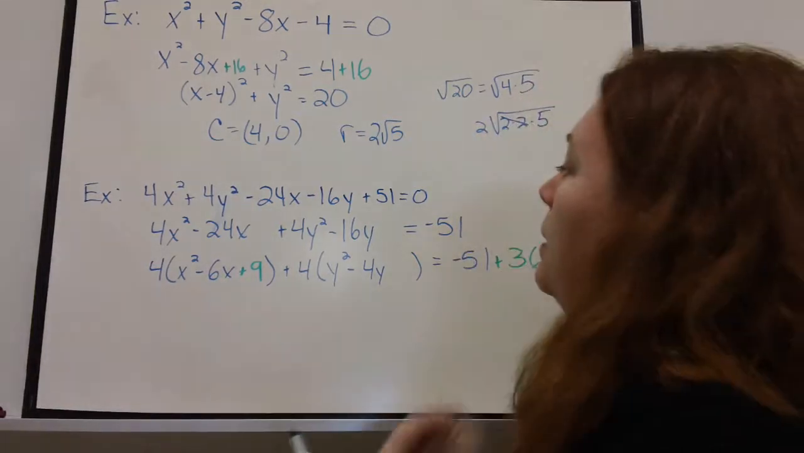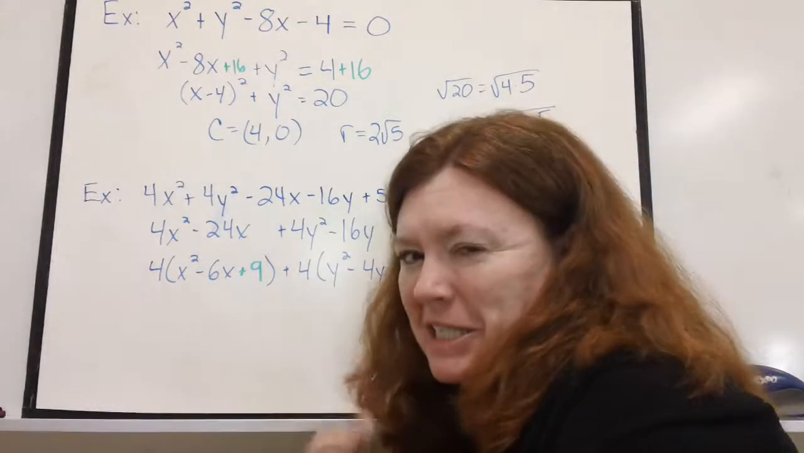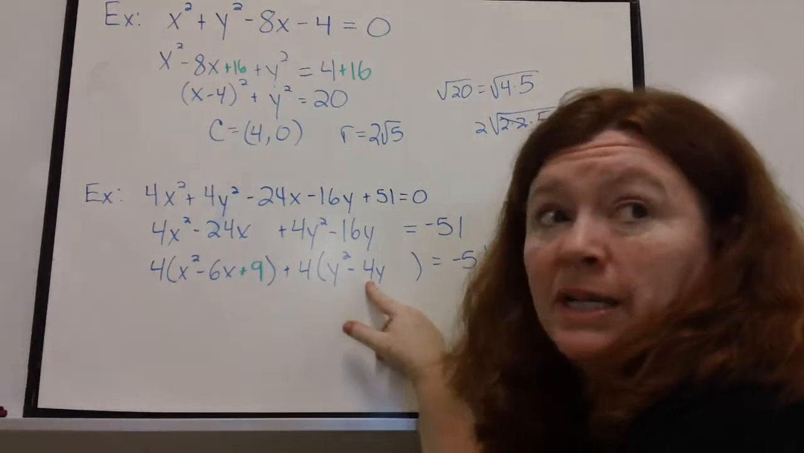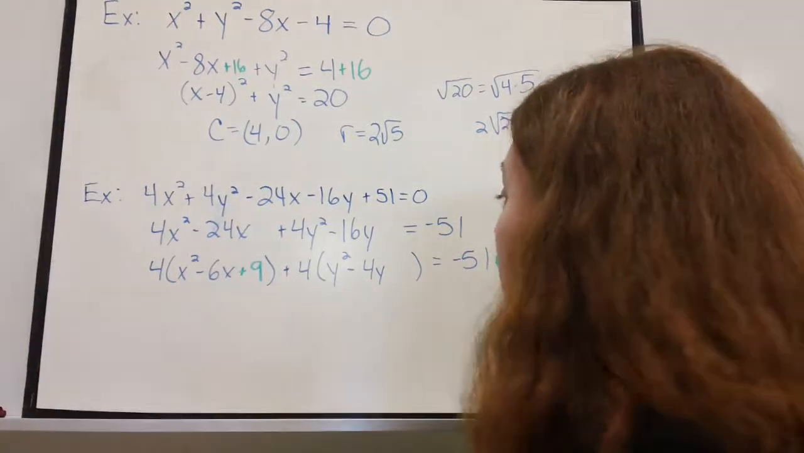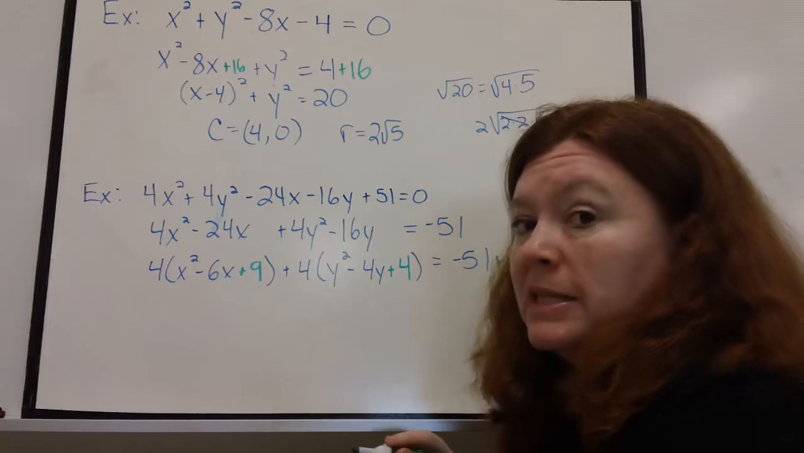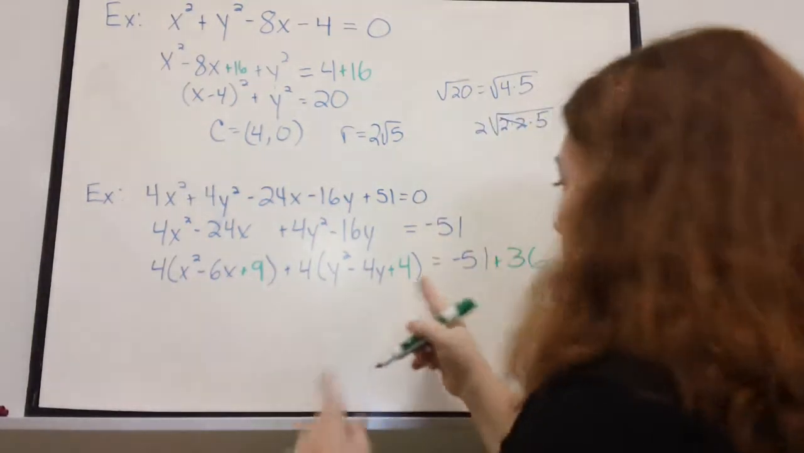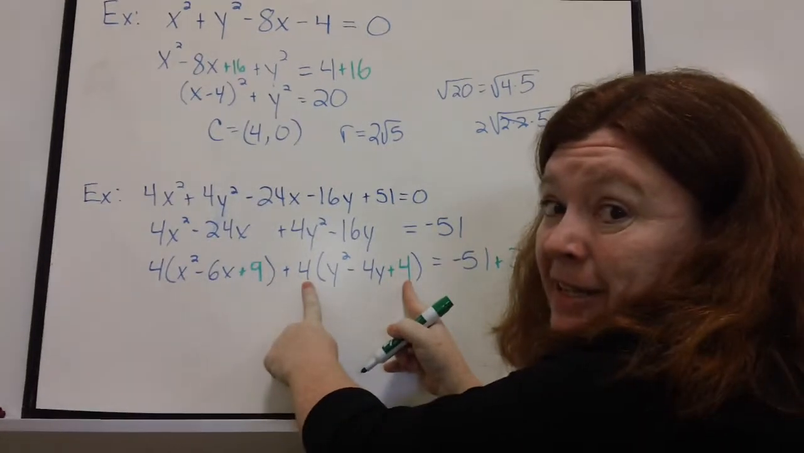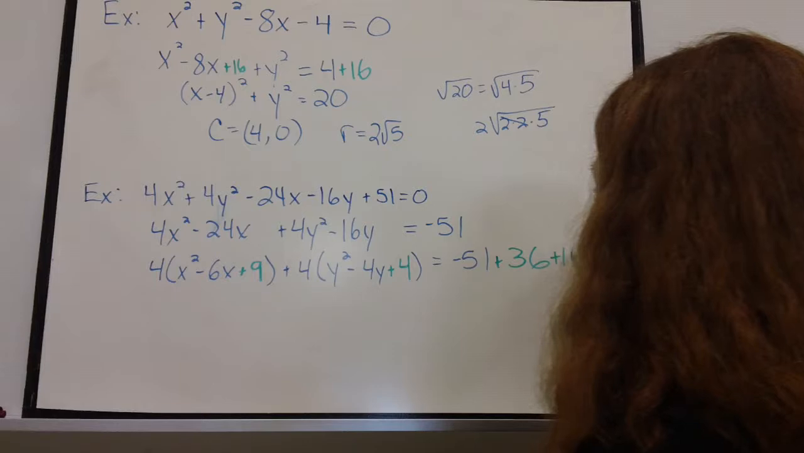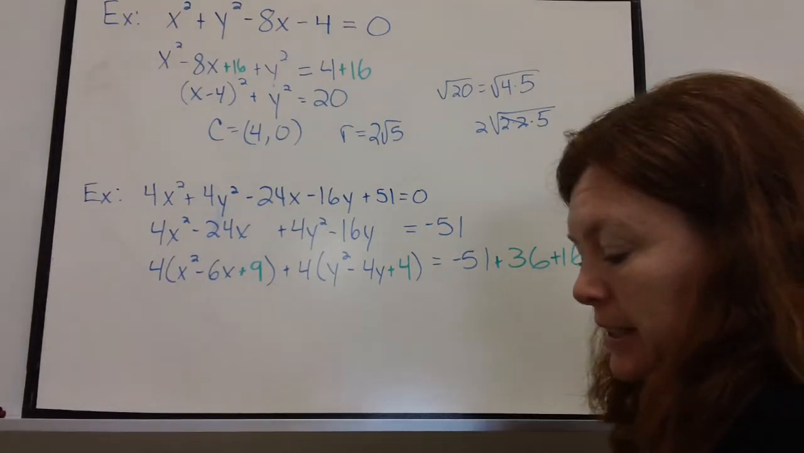Interesting. I didn't remember what the answer was going to be, so I'm starting to see that a little bit ahead of time. All right, let's look at the y's. Half of 4 is 2. Square it and get 4. So although I need a 4 in my parenthesis, how much did I add to the entire left side? 16. I added a total of 16 on this side, so to be fair, I have to add 16 over here. All right, let's clean this up and see what we've got.